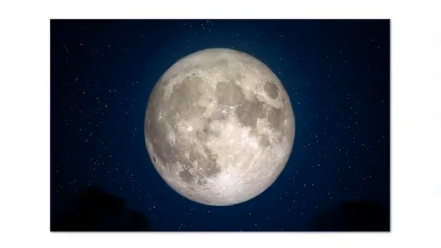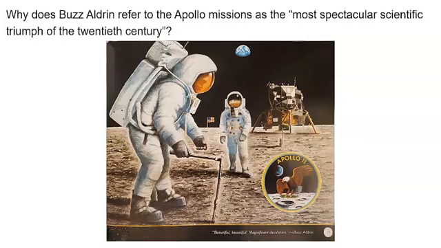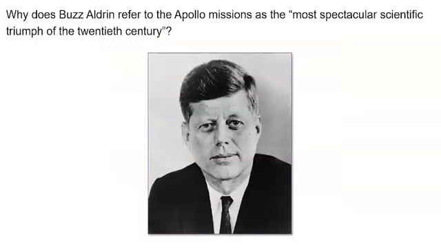Wow! Can you imagine walking on the moon like Buzz Aldrin and Neil Armstrong? Why does Buzz Aldrin refer to the Apollo missions as the most spectacular scientific triumph of the 20th century? Well, in 1961, President John F. Kennedy challenged the United States to land astronauts on the moon by the end of the decade. And in 1969, Aldrin and his fellow crew members on Apollo 11 accomplished this goal.